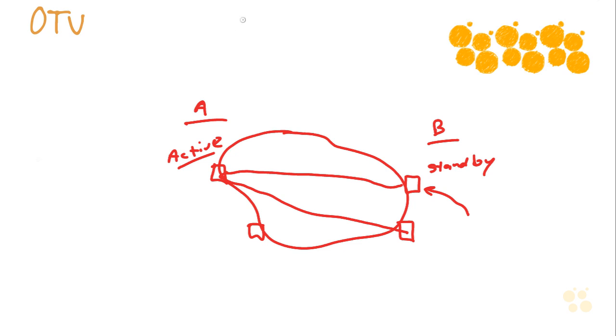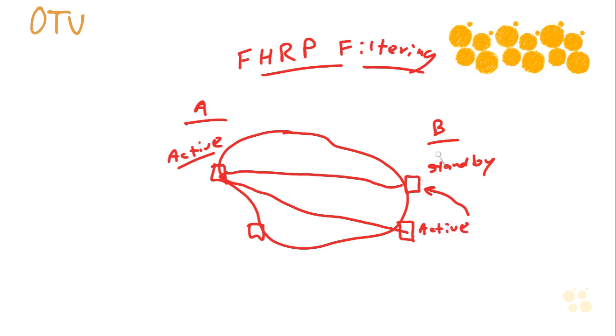So what is the solution that I want you to be aware of? Well, in OTV we call it first hop redundancy protocol filtering. You got it. So what we are going to do is filter the first hop reachability traffic so that the different routers and the different sites don't see hellos from each other. So what we're going to get is the active and the standby elected in each site so that it doesn't cross the site boundaries.